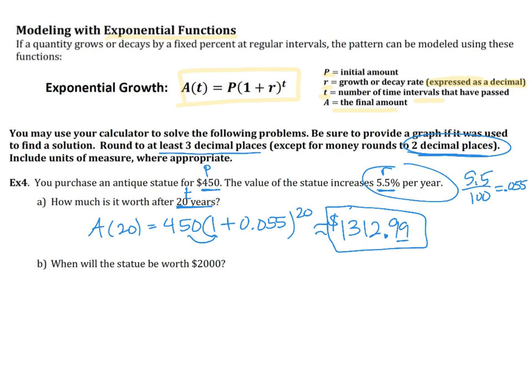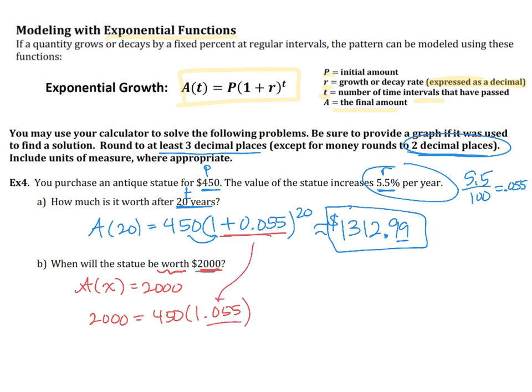So it says, when will the statue be worth $2,000? So what is this 2,000 representing? Well, when will it be worth $2,000? That means my A of X is 2,000. So that means, in other words, I'm doing 2,000 equals 450 times 1.055. So I'm just adding that together and putting that here. And then I'm raising this to the T power because I don't know, because the question is when, right? So that's asking, what does T equal?